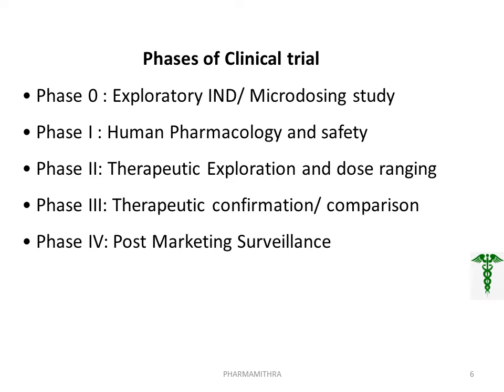If someone asks, what are the phases of clinical trial, meaning what are the stages of clinical trial? There are five phases of clinical trials, but the numbering starts from phase 0. So phase 0, 1, 2, 3, and 4. Phase 0 is the exploratory investigational new drug or microdosing study, phase 1 is human pharmacology and safety, phase 2 is therapeutic exploration and dose ranging, phase 3 is therapeutic confirmation or comparison, and phase 4 is post marketing surveillance.